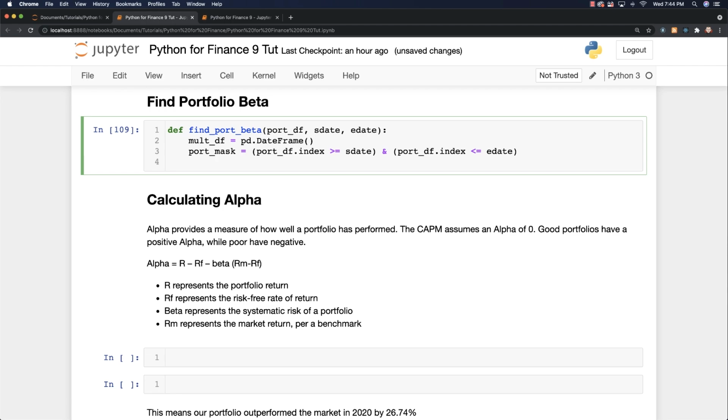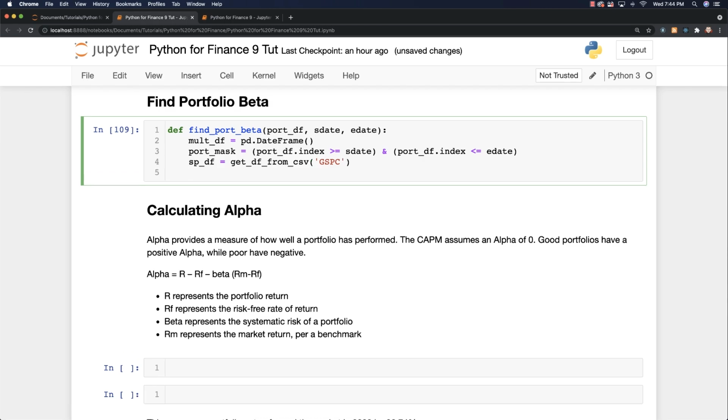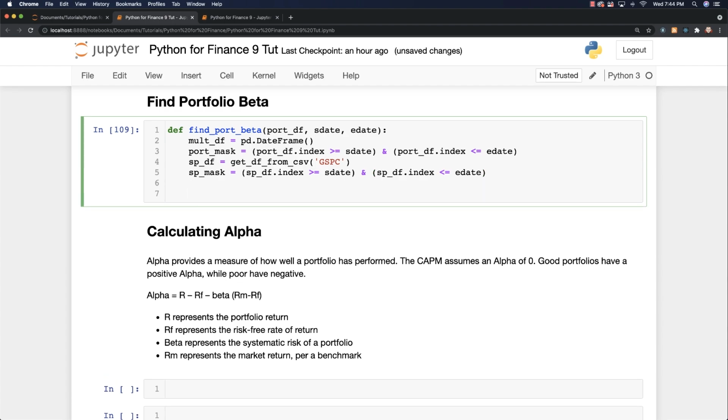Now I want to also get the S&P data frame. So I'm going to go S&P data frame is equal to, and I can call get df from CSV and pass in GSPC, like that. And I need to also create a mask for the S&P 500. It's going to be exactly the same dates, so I'm just going to copy and paste that inside of there. And all I need to do in this situation is just change this to S&P DF. So S&P DF, that's the same, and this is S&P DF. All right. So I got my masks now. Now what I want to do is add my S&P daily return to my data frame.